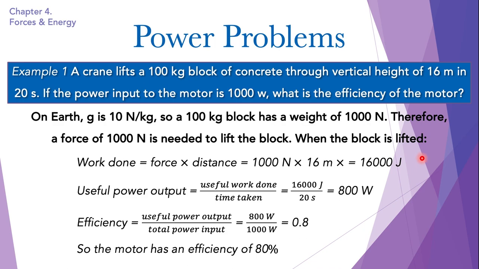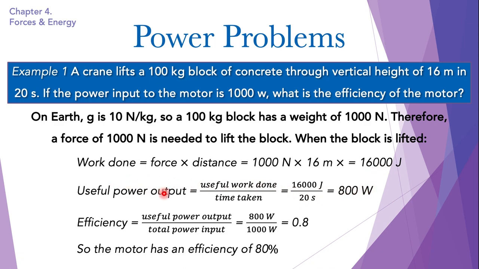So when the block is lifted, work done is equal to force into distance. So 1000 newtons, which is the force, and the vertical height, which is the distance, 16 meters, they get multiplied together and we get the work done, which is 16,000 joules. So to find the useful power output, we divide the useful work done by the time taken to do that work. So we divide 16,000 joules by 20 seconds and we get 800 watts.